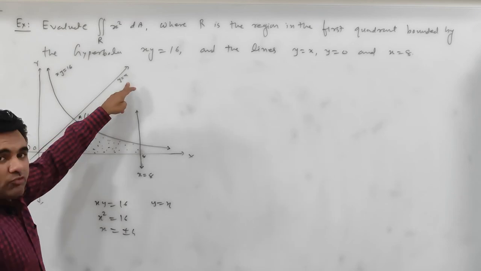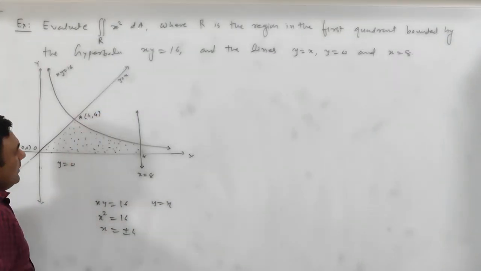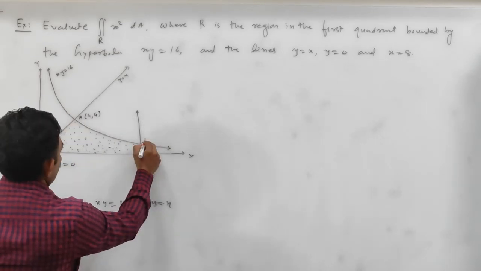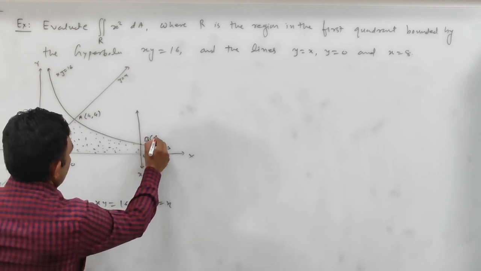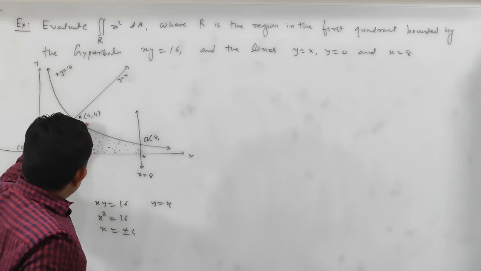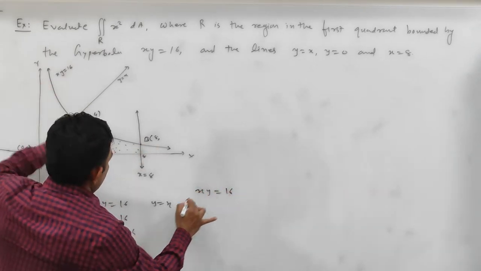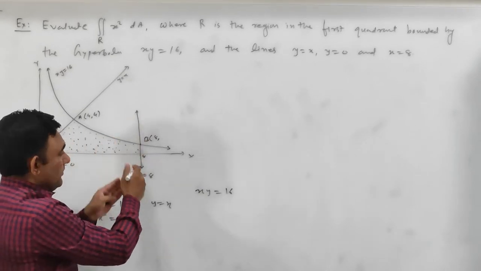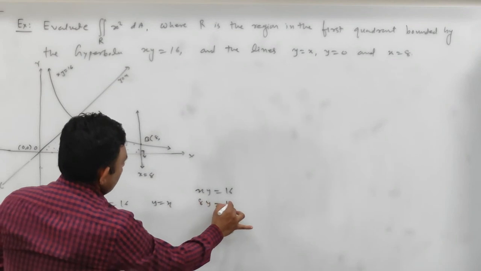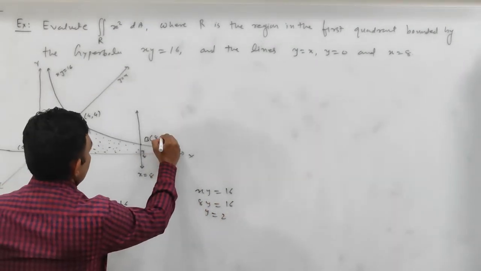So y will also be 4, because y and x should be equal on this line. Now here x is 8. Let me say this point is O, A, it is B, then the x coordinate is definitely 8. To find the y coordinate, the equation of this parabola is xy equal to 16. So x is 8 because it is a vertical perpendicular line, so 8y is 16, so y is equal to 2. So the y coordinate will be 2.